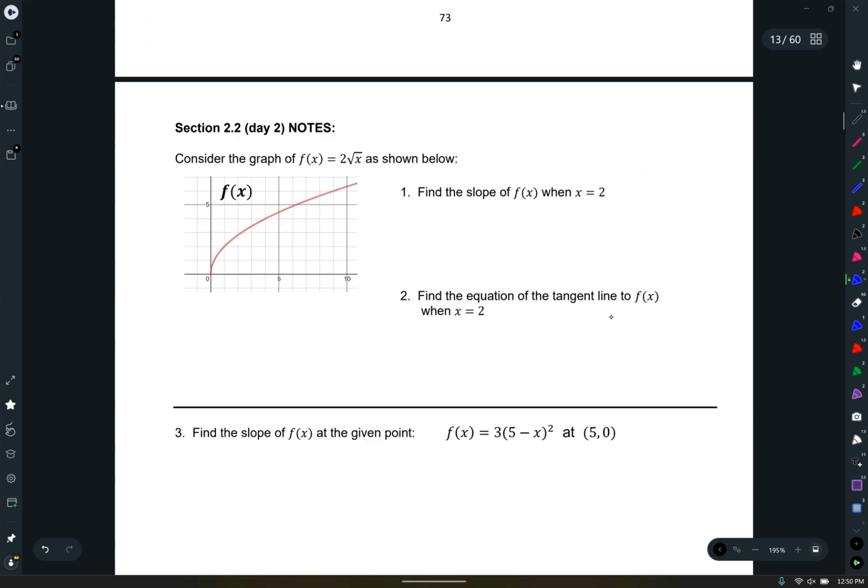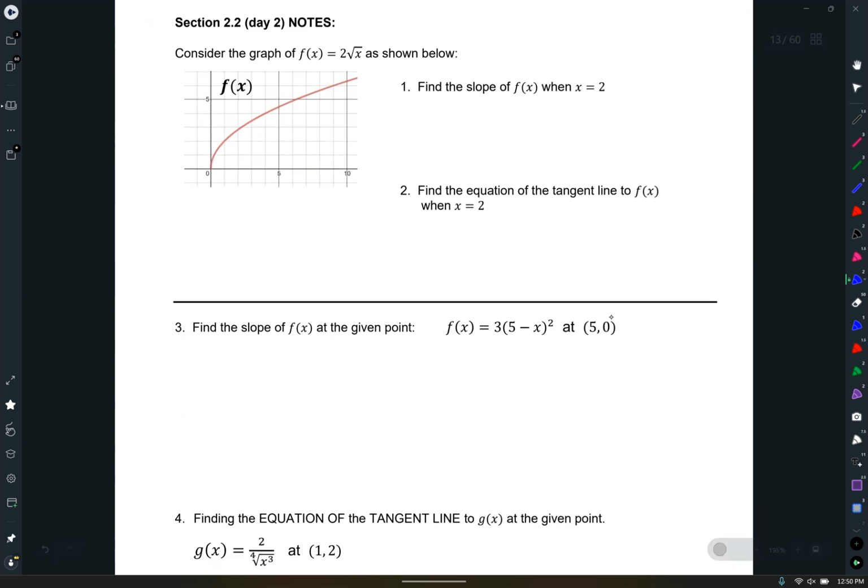Okay, so now we are on to page 74, the section 2.2. All right, so let's take one step back. If this is the curve 2 square root of x, so this is my f of x, find the slope. That means the derivative of f of x when x equals 2. So first of all, let's do the derivative. So f prime of x equals, so remember, we're going to think of this as 2 times x to the 1/2.